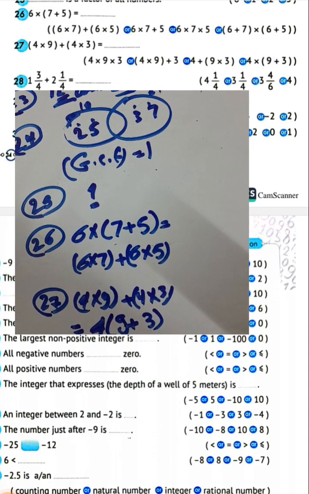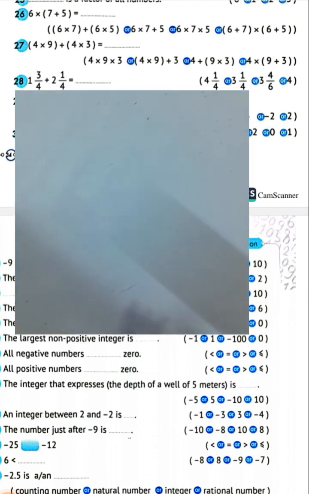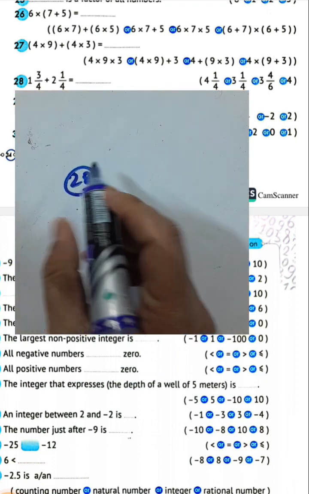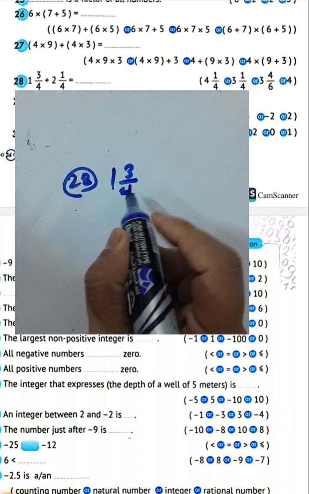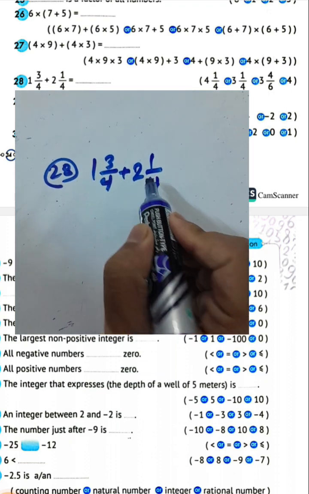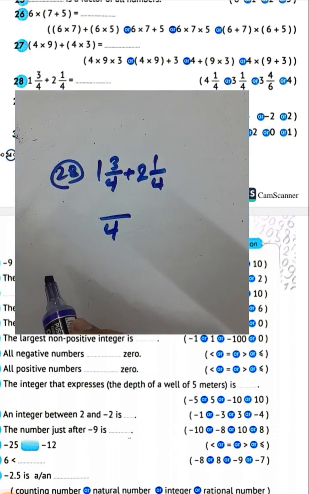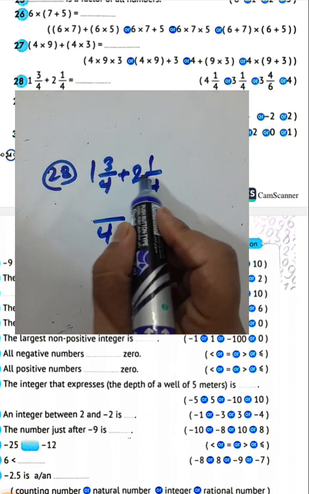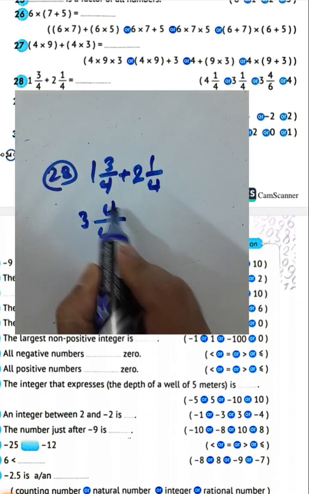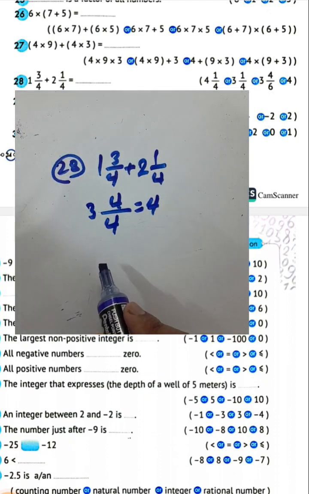Question 28 here. 1 and 3 over 4 plus 2 and 1 over 4. We can find the least common multiple between them, which equals 4. We have the same denominator, right? 4 in the denominator, and 1 plus 2 equals 3, and 3 plus 1 equals 4. 4 over 4 equals 1, 1 plus 3 equals 4. The result will be equal to 4 here.